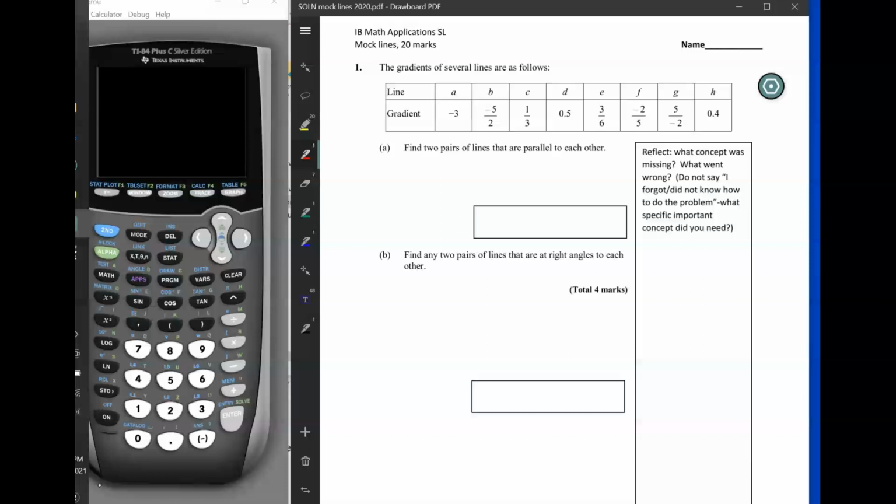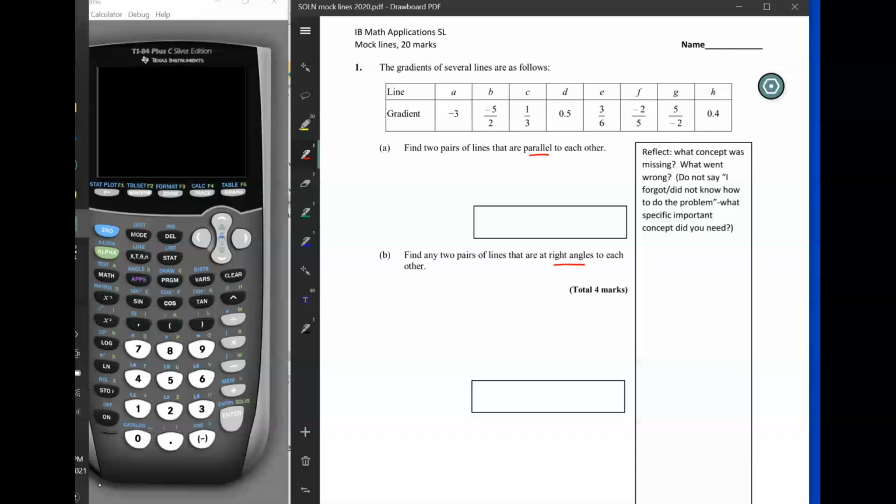What we're going to do here is in part A, we're going to find lines that are parallel to each other. In part B, we're going to find pairs of lines that are right angles to each other, or perpendicular to each other. And remember that you can find perpendicular lines easily if they're in fractional form. But I'm also going to show you how to do this with the calculator so that no matter what form it's in, you can figure out the perpendiculars and parallels.